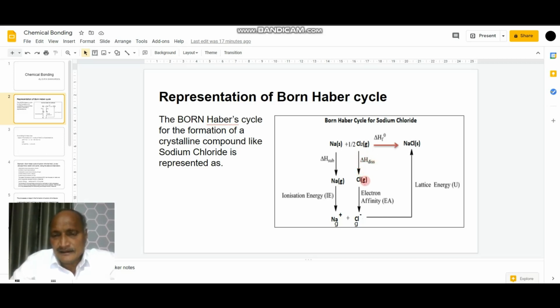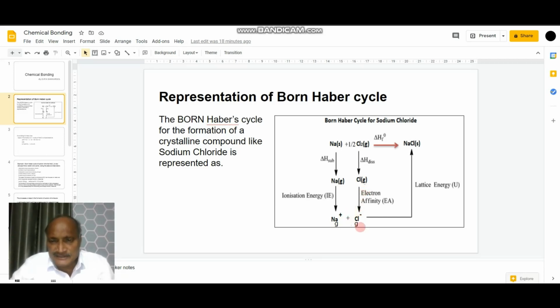So here a gaseous chlorine atom is obtained. Whatever the amount of energy required to get one single chlorine atom from a chlorine molecule is called the dissociation energy. Obviously, for Cl2, the dissociation energy will be half for a single chlorine atom.